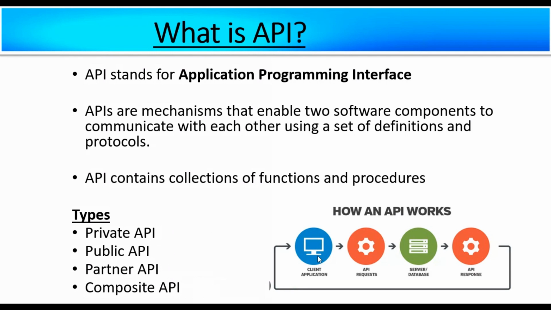And the last type of API is composite API. Composite API is nothing but a combination of the above three APIs. It can be private API plus public API, or it can be public API plus partner API. So it is a combination of two APIs.